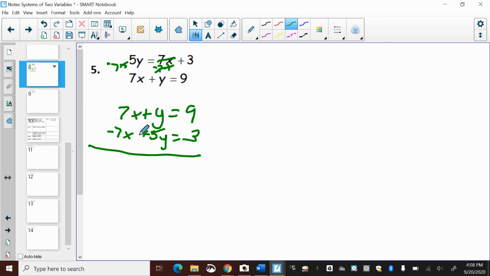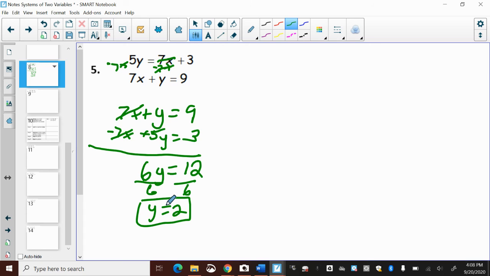Now I look at this equation here. The x's are opposites, so we're going to go ahead and cancel these guys out. You're going to have 6y is equal to 12. Dividing each side through by 6, and I found y to be 2.